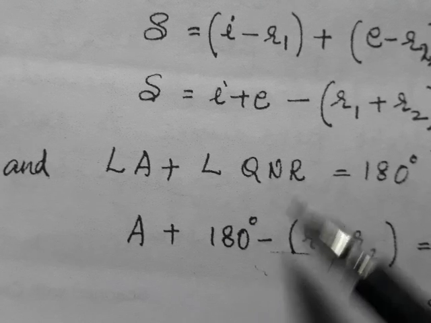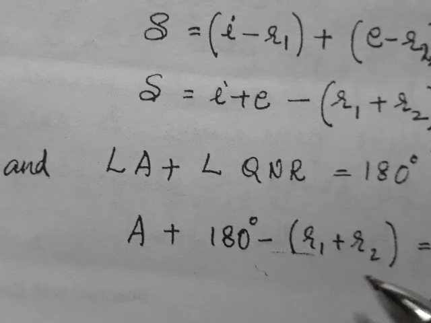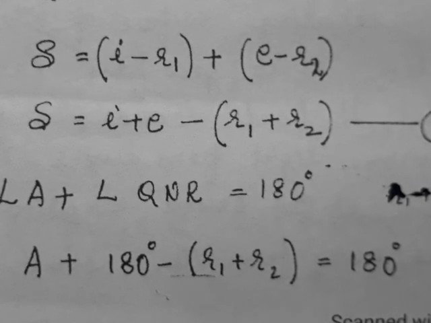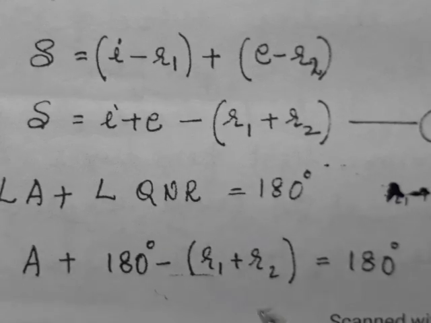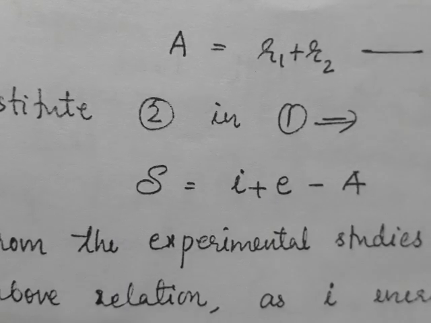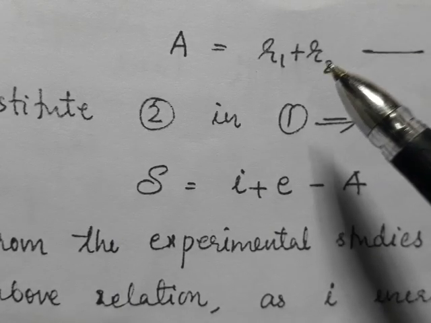Angle A plus angle N is 180, and also 180 minus R1 plus R2, that is equal to 180 degrees, which means angle A is equal to R1 plus R2. 180 by 180 cancel, so from this we get angle A is equal to R1 plus R2.